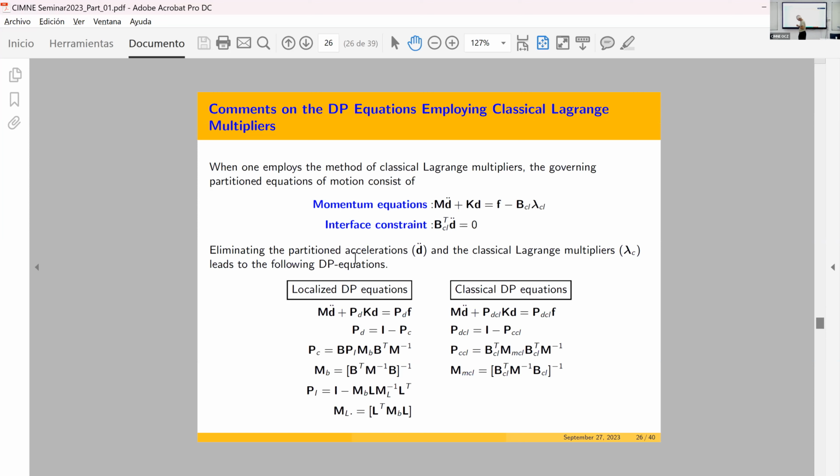Now, this is very important for me personally, because after people read this paper, they might say, oh, we can do the same thing with the classical Lagrange multipliers. The answer is no, you cannot do that. So when you look at it, here's a localized DP, here's a classical DP. This looks simpler than this. Right? You got more lines here, you got fewer lines over there. Okay? The problem is PDCL. And PDCL has this, what I consider a monster matrix. Even when it's diagonal, this guy has the same size as the interface Lagrange multiplier.